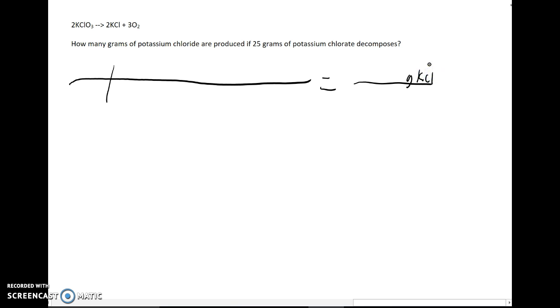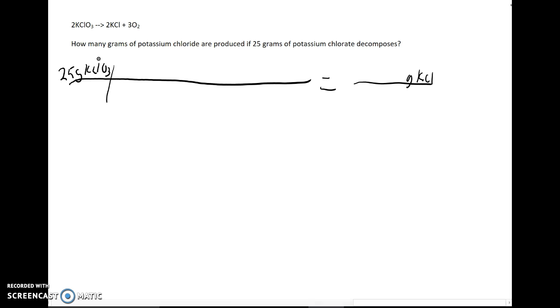And then my next step is to figure out my given, or my starting point. So how many grams of potassium chloride are produced if 25 grams of potassium chlorate decomposes? So 25 grams of KClO3, that is my starting point.